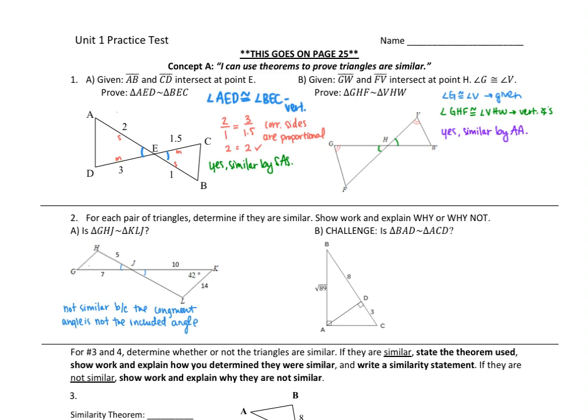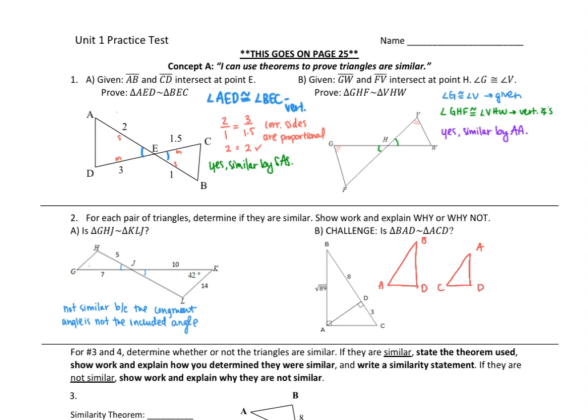All right, so B, this is a challenge problem. You will not need to know how to do this for the test, but it is good to know. It's a little bit more of a difficult problem. So what I suggest that you do is draw these kind of separately and match them up. So this is BAD, and then we have the smaller triangle, which is ACD.